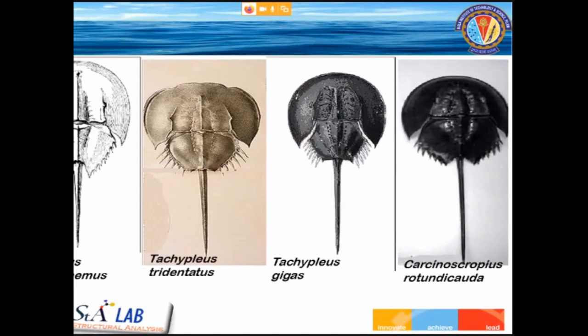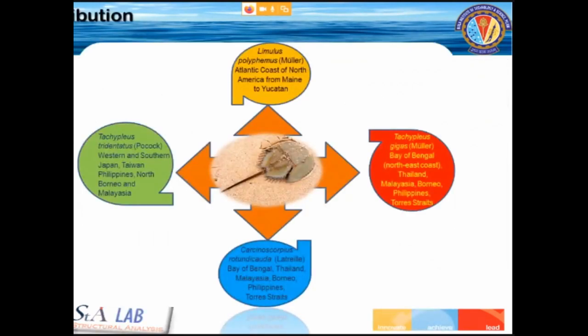Of these four existing species, the distribution is like this. If you are looking for Limulus polyphemus, you will be able to find them in the Atlantic coast of North America from Maine to the Yucatan region. If you're looking for Tachypleus tridentatus, you will be able to find them in western and southern Japan, in Taiwan, in Philippines, in North Borneo and Malaysia. If you're looking for Carcinoscorpius rotundicauda, you will be locating them in the Bay of Bengal region, in Thailand, Malaysia, Borneo, Philippines, and other places.